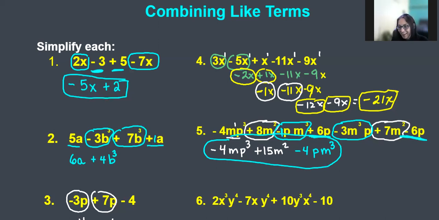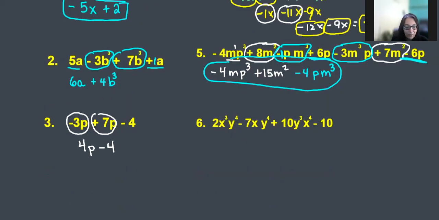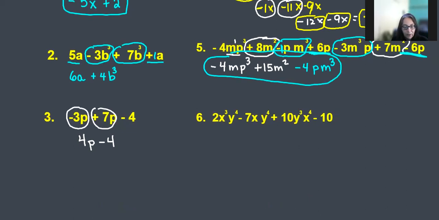All right. Yay. One more, you guys. One more. Let's see how we do. All right. So I've got 2x to the third, y to the fourth, minus 7x y to the fourth, plus 10 y to the third, x to the fourth, minus 10. Well, this one has an x to the third. Do any of the other terms have an x to the third? No. So there's no other like terms there.